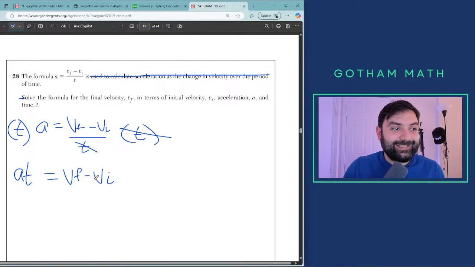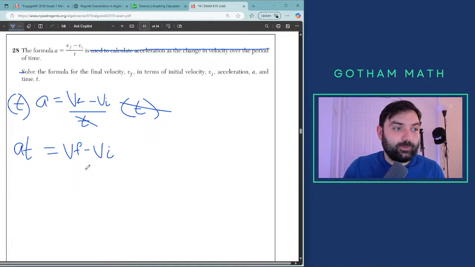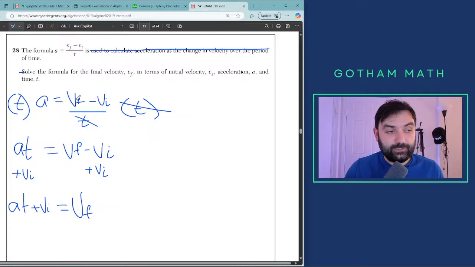Now, how do we get rid of that negative VI? We're going to multiply, what am I saying? No, my bad. We're going to add VI to both sides of the equation. Obviously, we're not allowed to add AT and VI, so we're just going to keep it like that. It's going to be AT plus VI equals VF, and that will be the answer. Technically, it's just a two-step thing, and all we need to know is which variable to solve for. This is it. VF equals AT plus VI.